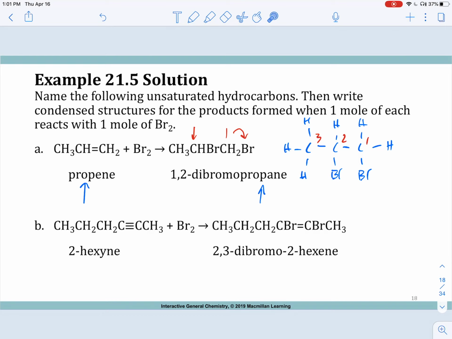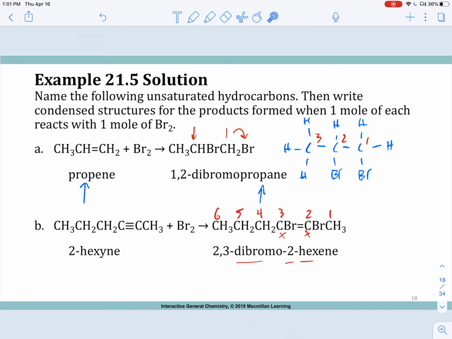Let's check out this next one. We went from a hexyne to a hexene. Notice the 2-hexene still shows where that double bond is. That didn't change. 1, 2, 3. So what do we say for this one? Well, now we need to indicate, first of all, that it is a 2-hexene, but also where the bromines are, and they're at the 2 and 3 positions. So it's going to be 2,3-dibromo-2-hexene. Notice the substituents go over here, and the 2 goes last to show where the double bond is. So that's how you would name those compounds.